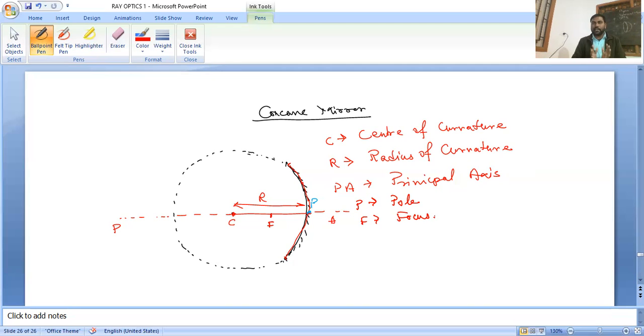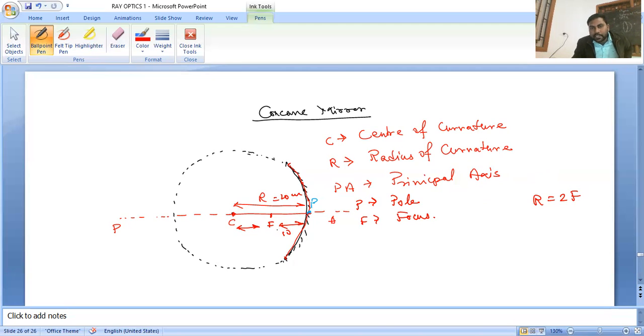But till now, remember that the focus is the midpoint of the radius of curvature. We can also say that if this is 10 centimeter, then these two distances are the same, that is the midpoint. That means radius is equal to 2f. If this is 10 centimeter, then radius will be 20 centimeter. The midpoint of these C and P is known as focus.